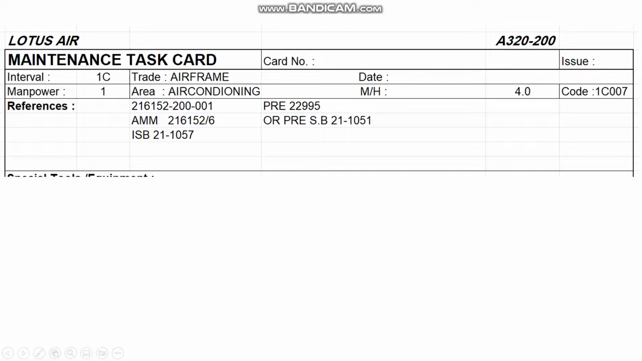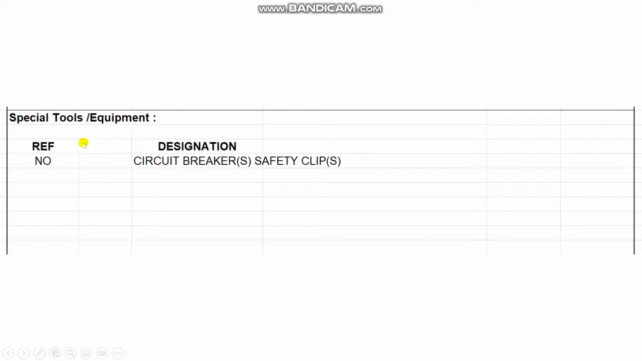Let us go to part 2. Here, special tools and equipment. If this task needs special tools or equipment and you don't put them here, then when you comply with this task, you will be delayed because the maintenance engineer didn't find the required tools or equipment. So this is important, okay?